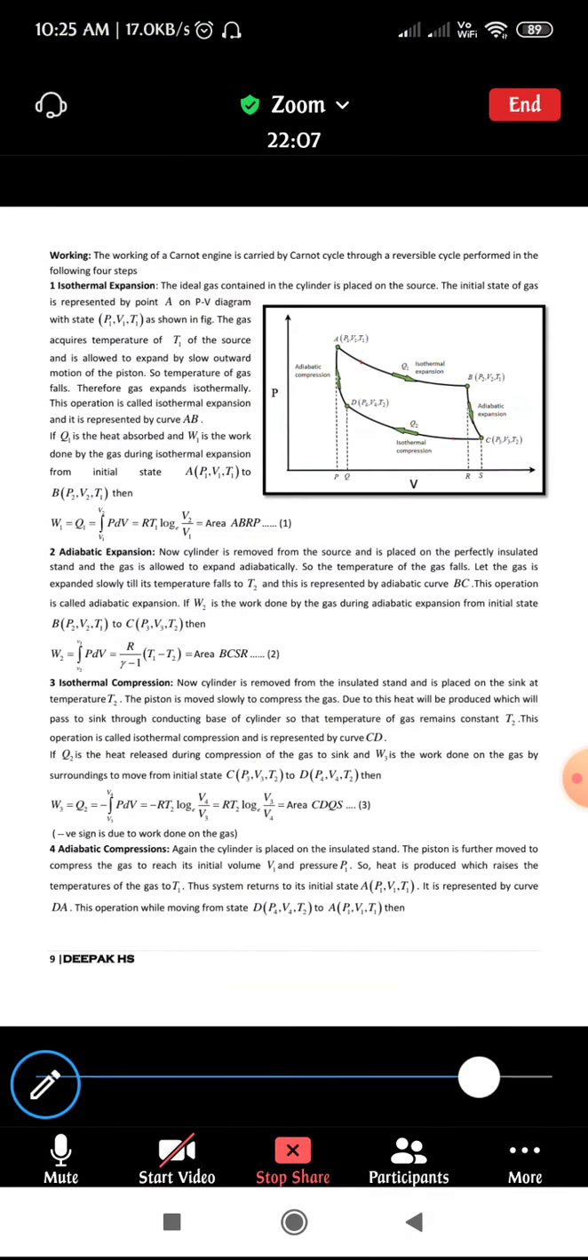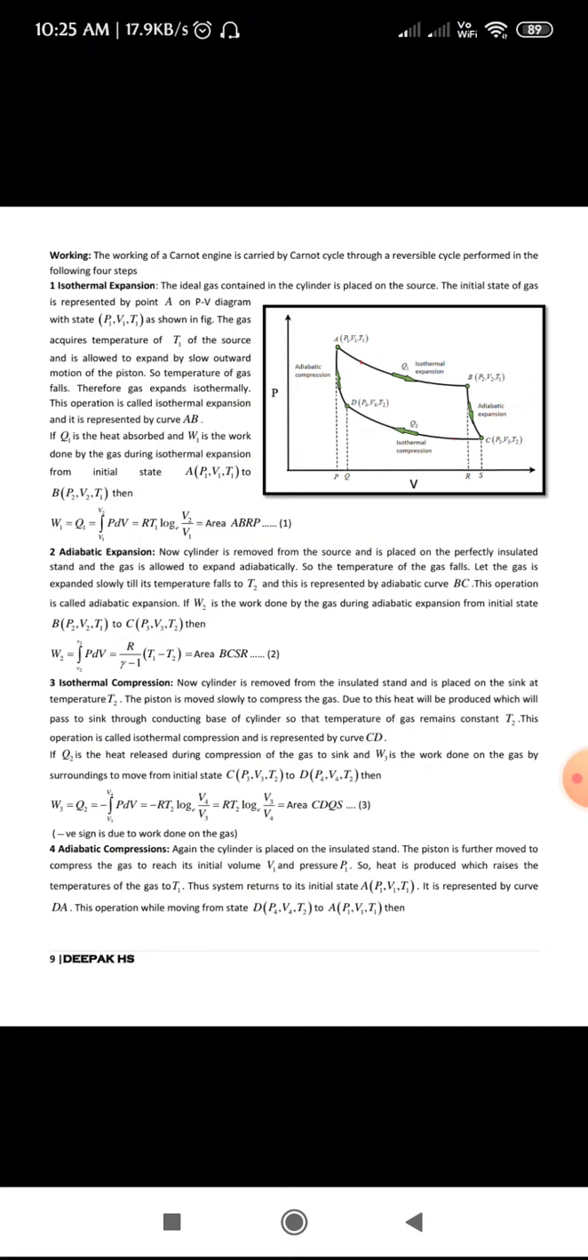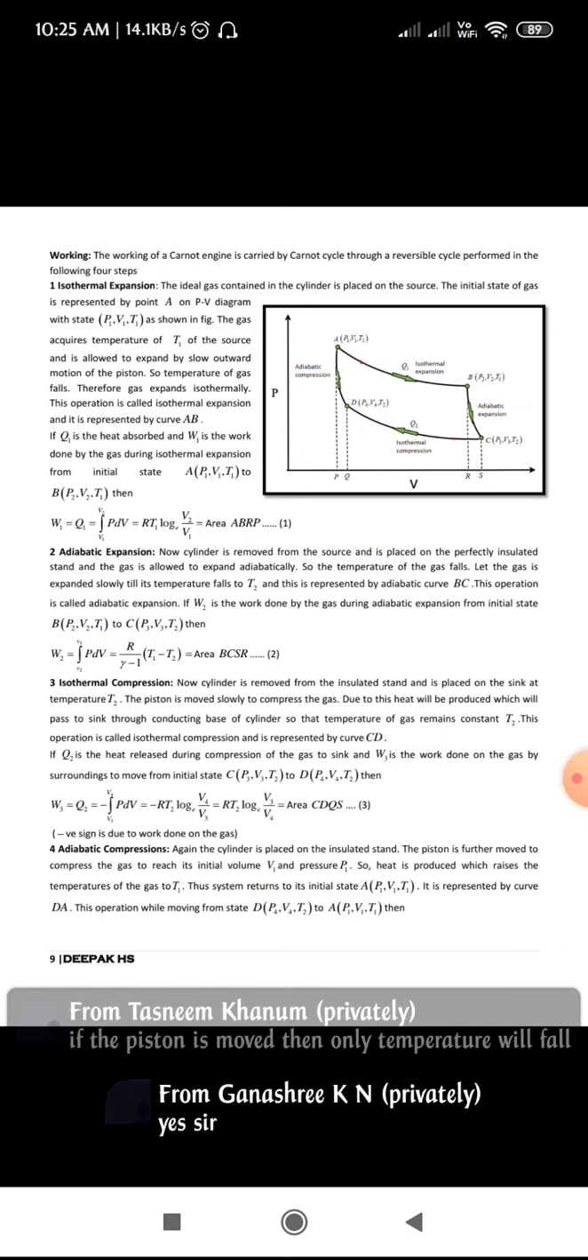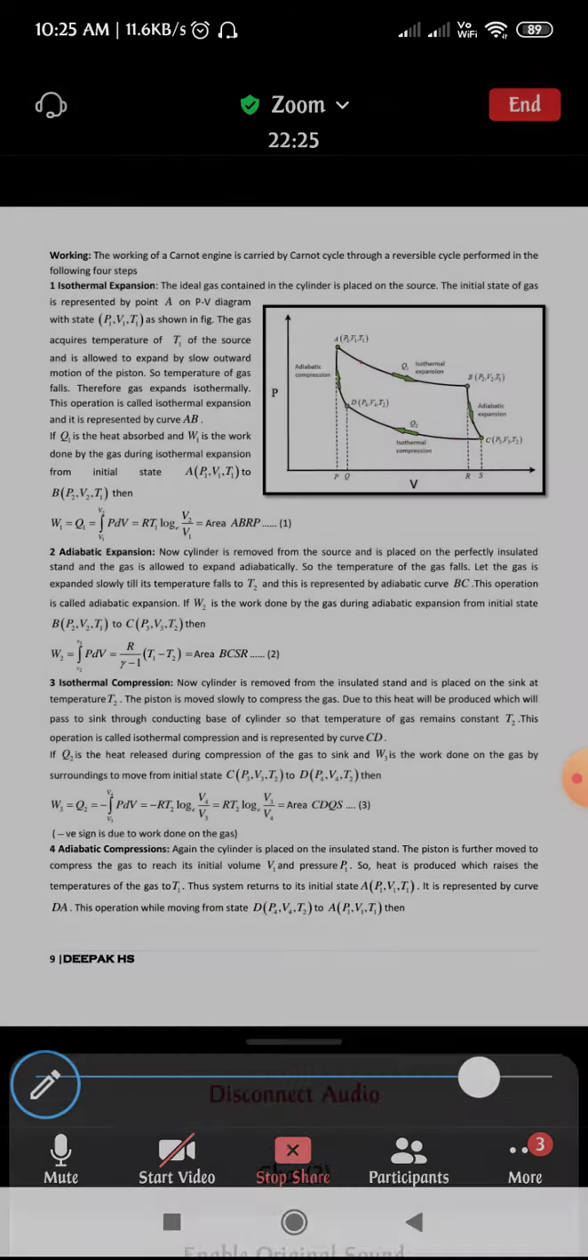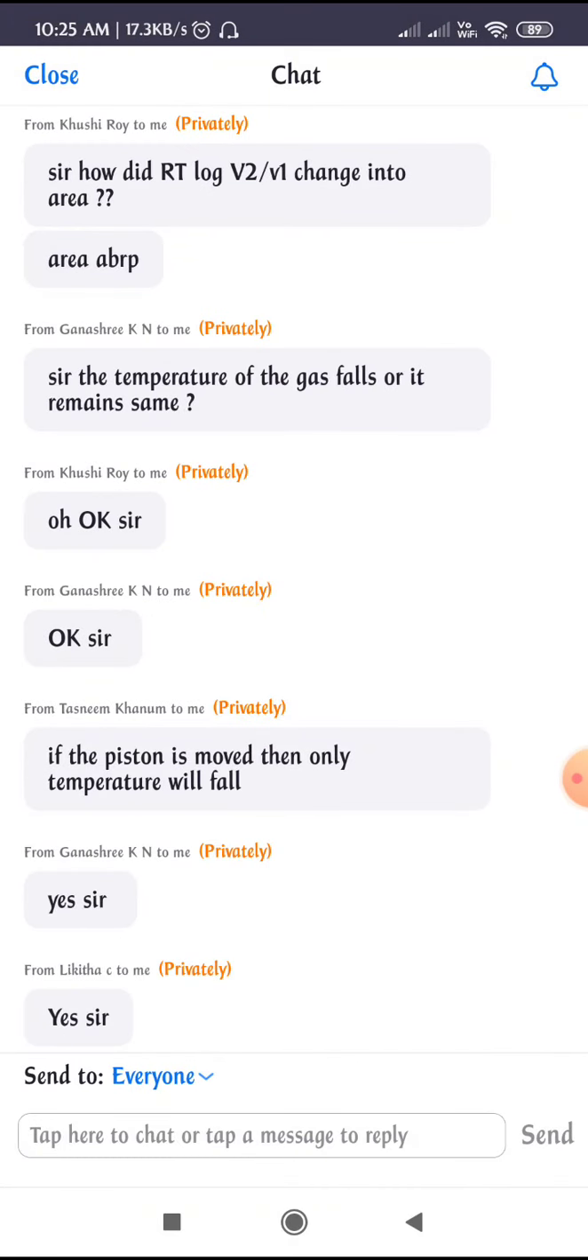Okay, fine. Have you understood the first thing there, isothermal expansion? Shall we move to adiabatic now? In case you have any doubts, you can ask regarding the isothermal expansion. Tasneem has asked a doubt. Let me see. If the piston is moved, then only the temperature will fall.